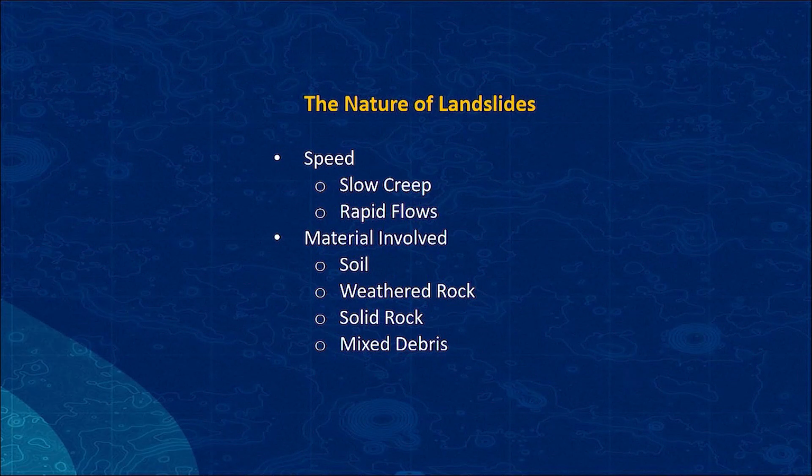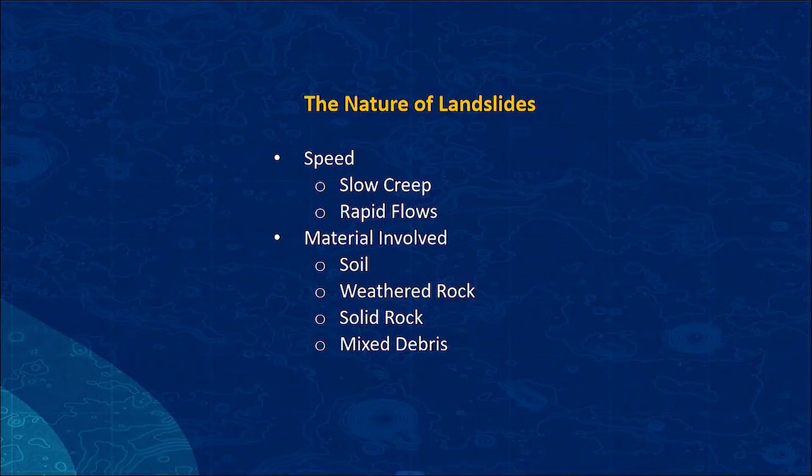Material involved. Landslides involve different types of material moving downhill under gravity. The type of material determines how the landslide behaves and how destructive it can be. Here are the main types. Soil. Loose earth, topsoil, or regolith, that is the loose layer of broken rock and soil covering bedrock. Soil landslides are common on steep slopes after heavy rain, as water makes the soil heavy and slippery.